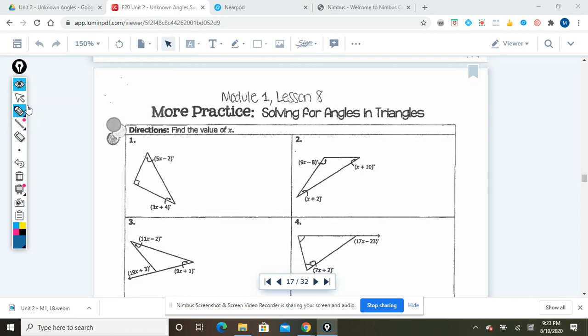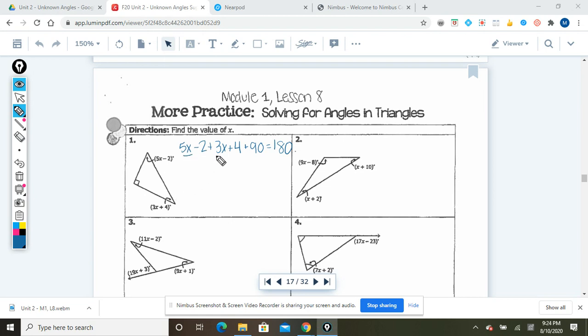So for number 1, we know all the angles in a triangle add up to 180 degrees. So we can either do 5x minus 2 plus 3x plus 4 plus 90 equals 180. Or, since we know the whole triangle is 180 and this is 90, these two have to add up to 90. Either way, I'm going to do 5x minus 2 plus 3x plus 4, and I'll add in the 90, and because I'm adding in the 90, I set it equal to 180. If I didn't want to add in the 90, I'd just add these two and set them equal to 90.